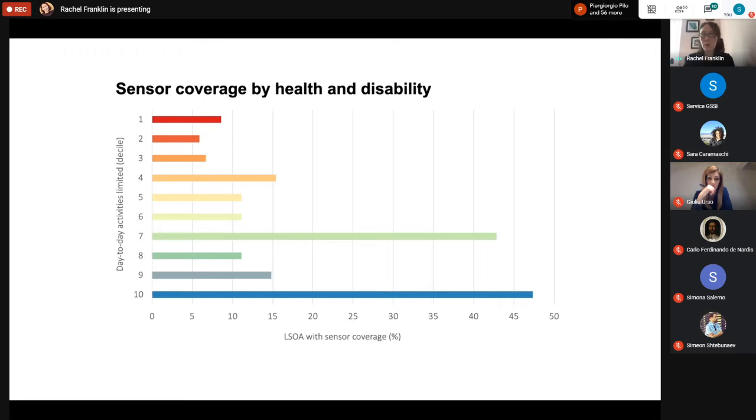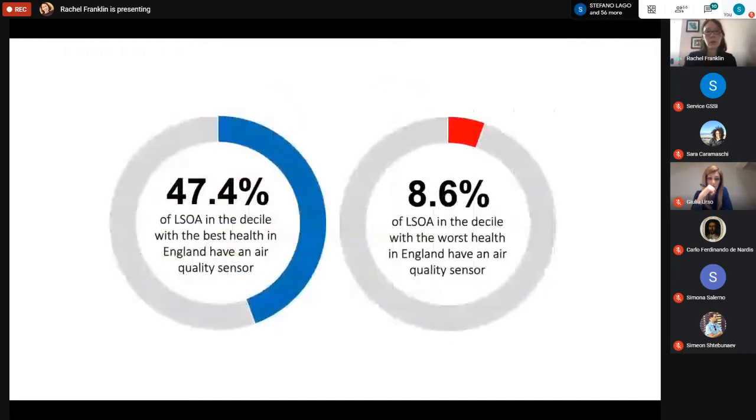And this is something we can talk about more in the questions if you want. So almost half of the neighborhoods with the best health in Newcastle have an air quality sensor, and less than 10% of the least healthy neighborhoods in Newcastle have a sensor. So this is a big difference.